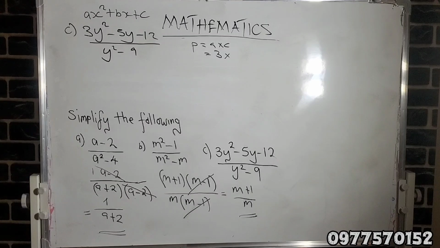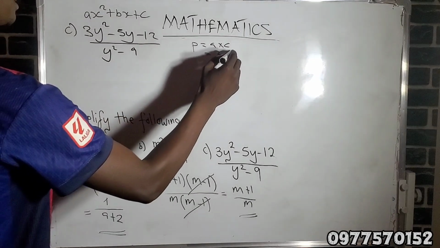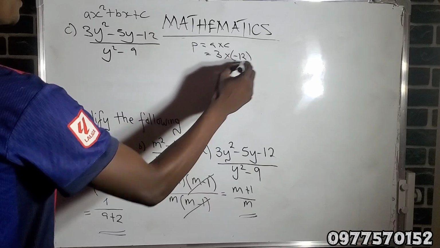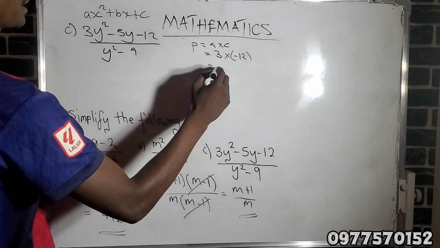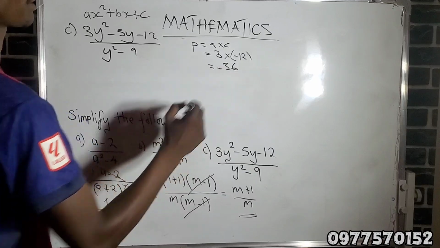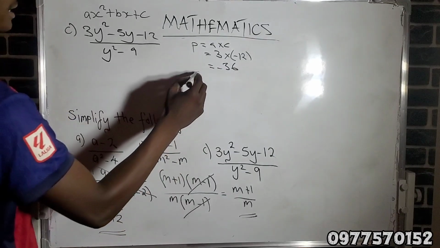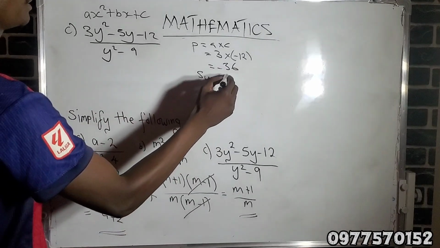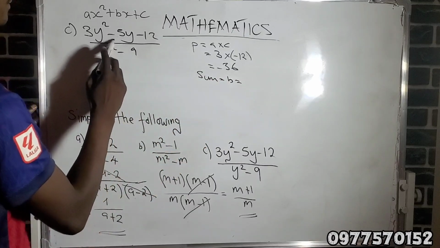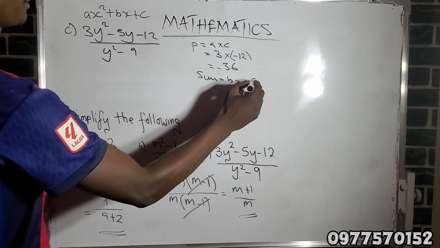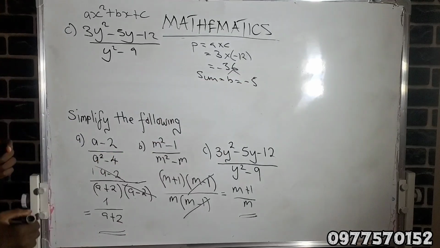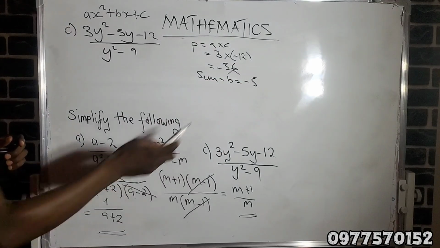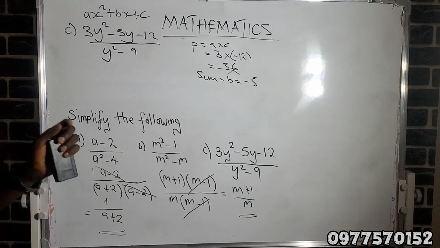So c is negative 12. So when you multiply there, you're going to have negative 36. 36. That is our product. Then our sum is b, and b is negative 5. Now look for two factors of 36. When you add them, they should give you negative 5, and when you multiply them, they should give you negative 36.